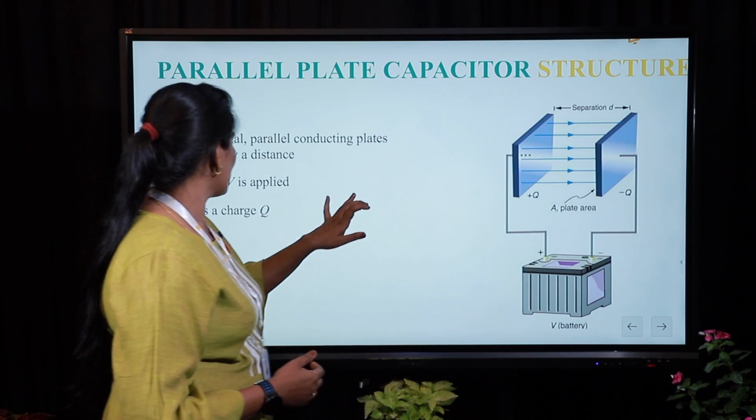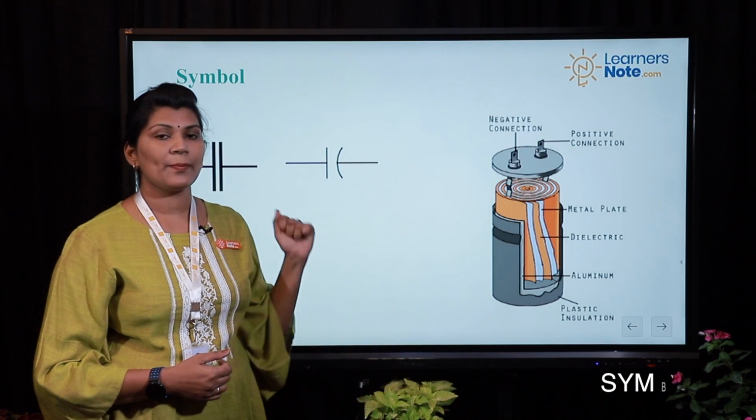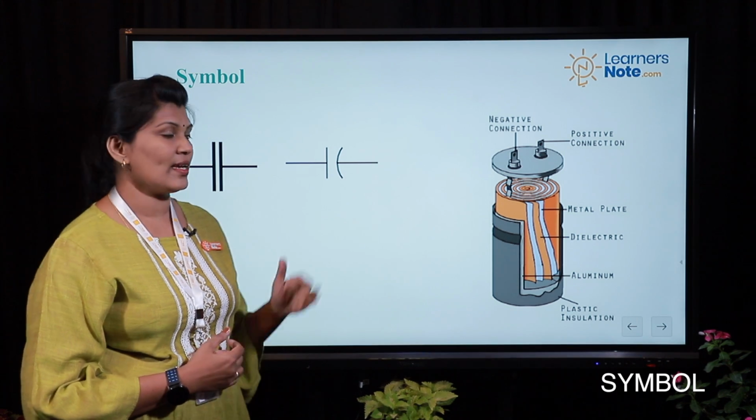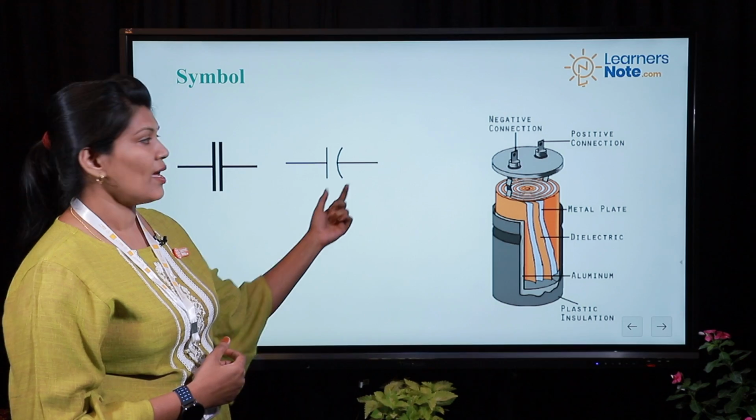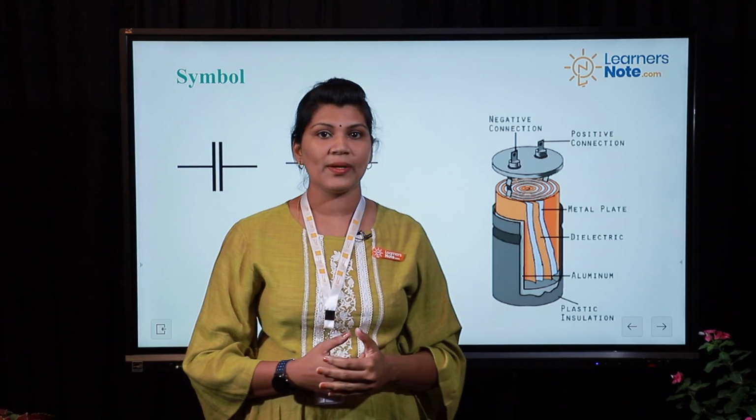Then this is the symbolic representation of a capacitor. We can represent a capacitor by using this symbol or this one. And this is the real view of a capacitor.